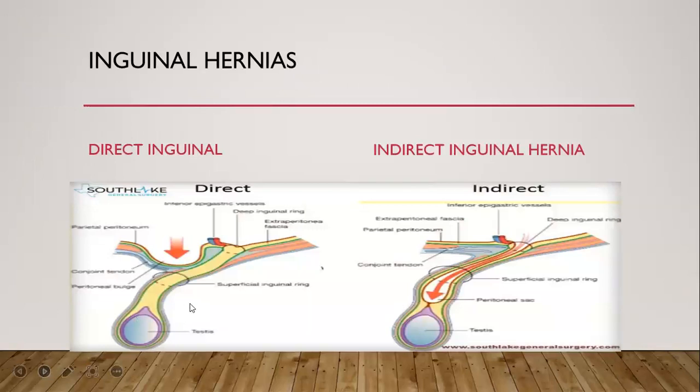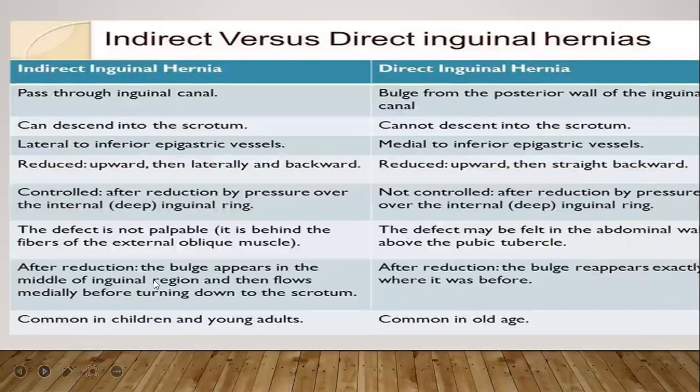So this slide is just showing you the differences between the direct and the indirect. So the direct doesn't go into the scrotum. That's the other slide that is summarizing everything here. So the indirect inguinal hernia passes through the inguinal canal. Well, this one is through Hesselbach's triangle. The indirect inguinal hernia can descend into the scrotum. The direct cannot. The indirect is lateral to the inferior epigastric vessels. The other one is medial.